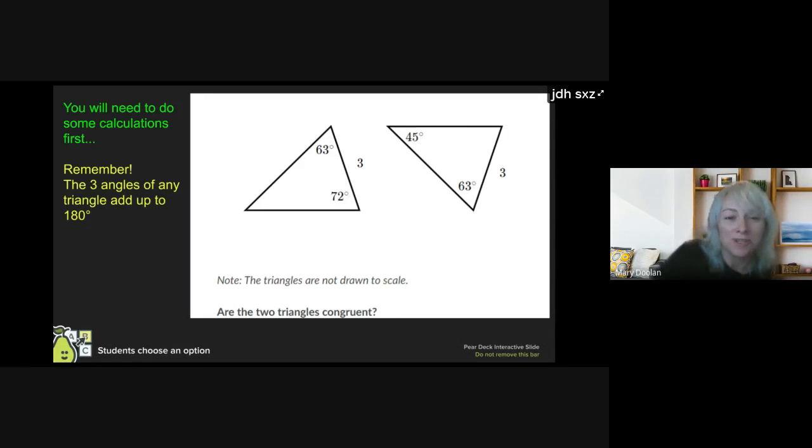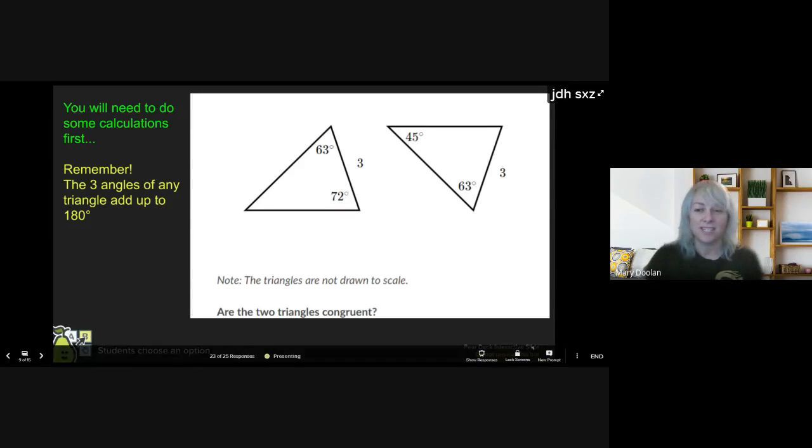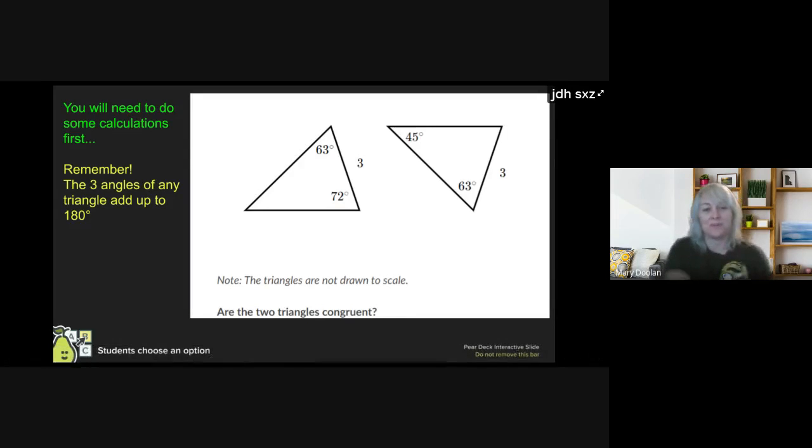Okay, we know the 3 angles add up to 180. And so which of our theorems tells us these 2 triangles are congruent? Which sequence of letters? You can type it or someone can tell me. It's one of our theorems. Which one are we using once we realize that the missing angle on the first triangle is 45 and the missing angle on the second triangle is 72? Which of our 3 theorems is telling us that these 2 triangles are congruent?